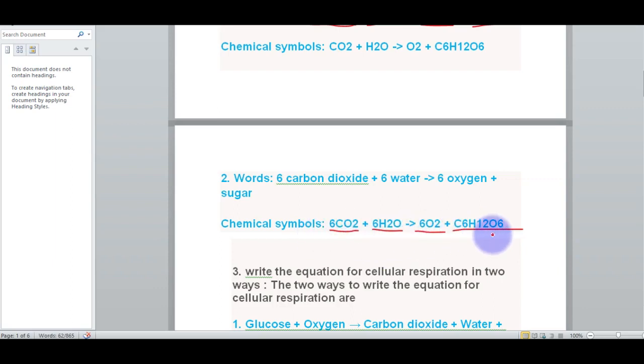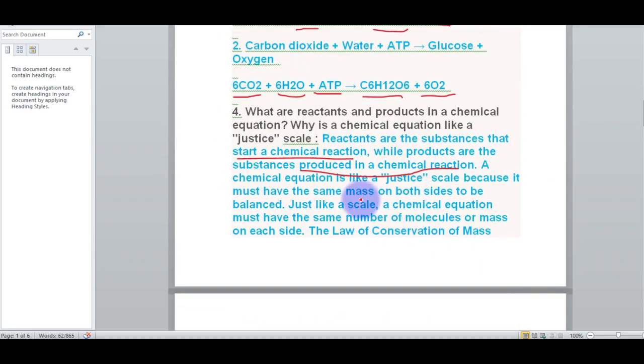It means that the number of carbon dioxide on the left hand side is equal to that on the right hand side. The same goes for hydrogen and oxygen. That is why a chemical equation is said to be like a justice scale: it must have the same mass on both sides of the equation, which must be balanced.